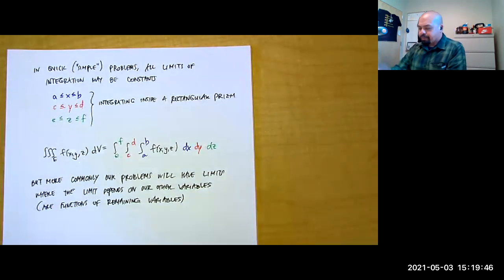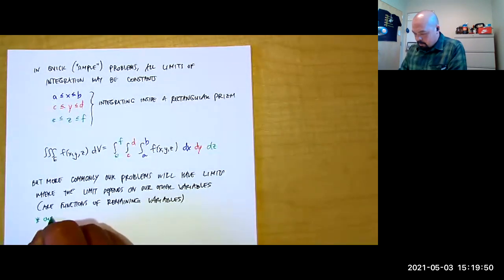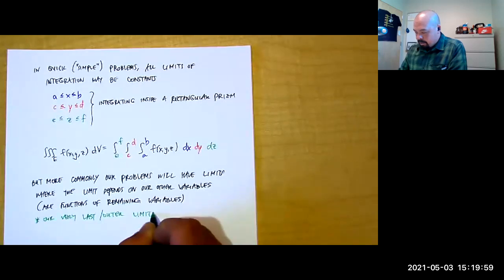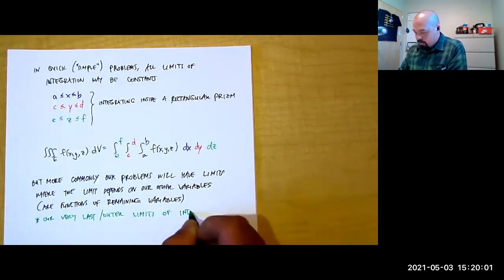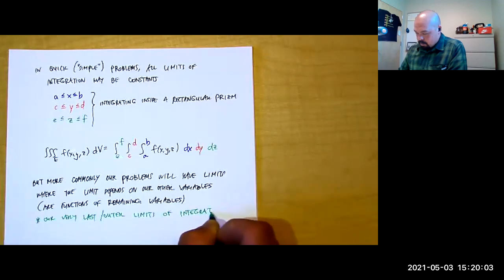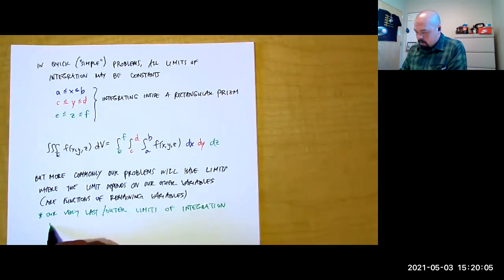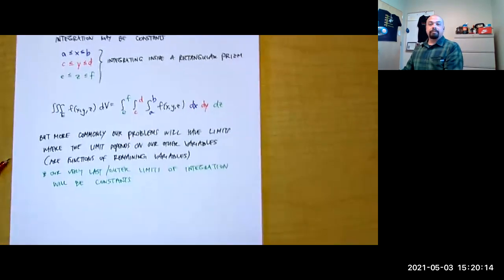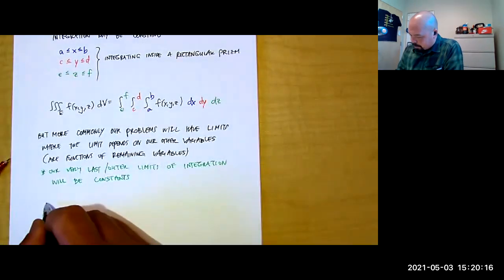And just remember the way I kind of dealt with before, our very last or outer limits of integration will be, should be constants, just numbers, right? And so a quick discussion and then we'll look at an example, okay?